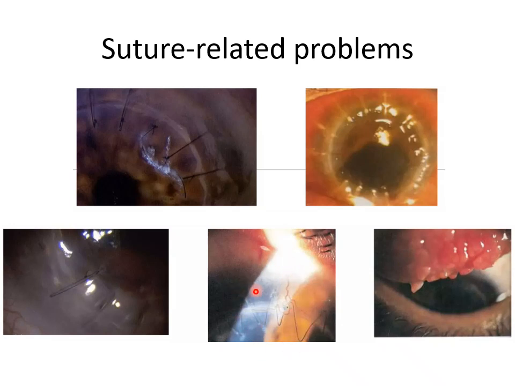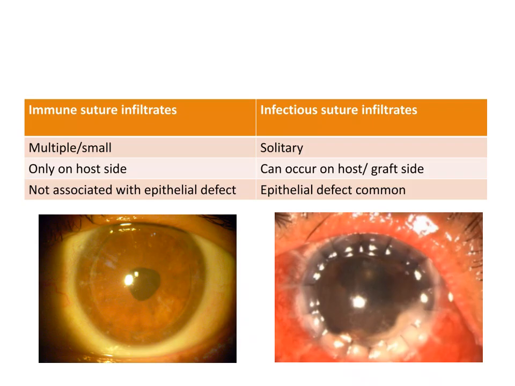This is a premature sign of graft rejection, too much neovascularization. If neovascularization is there for more than 2 clock hours, it's going to lead to graft rejection more probably. And this is papillary hyperplasia because of an exposed suture knot. This could happen. So these are suture related problems. Now, I mentioned immune suture infiltrates and infected sutures.